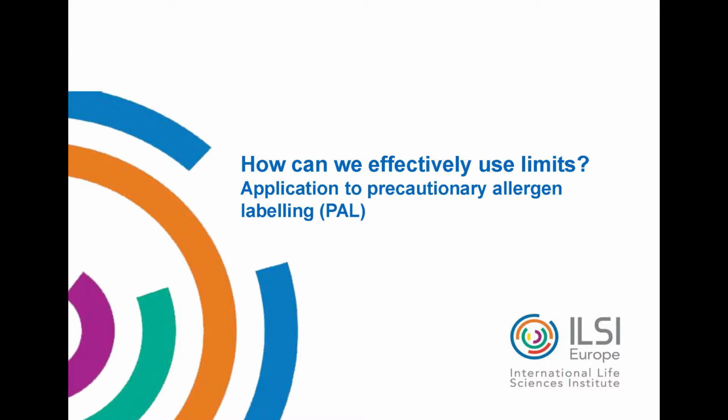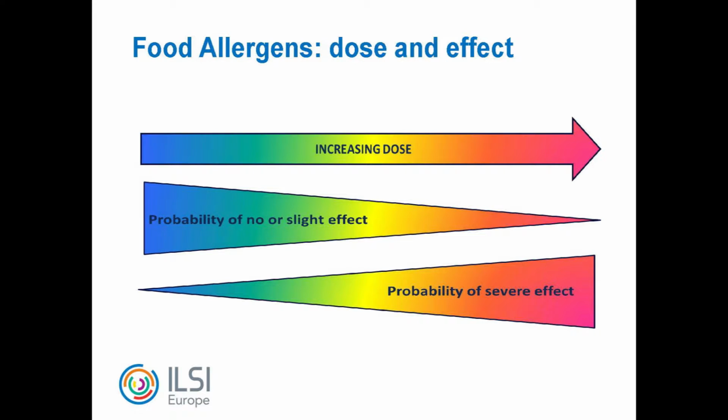But how can we effectively use those limits once we've actually defined them? And particularly how do we apply them to precautionary allergen labeling? I think it's important, actually, and for many years I think it was not properly appreciated. And that's why we've ended up in this zero tolerance situation that Steve described this morning. It's important to realize that, yes, food allergens in many respects are not too different from other toxicants in that sense. As the dose increases, the probability of no or slight effect decreases up to the point, obviously, for an allergic person, where it is virtually certain. And again, I would say also, and I think there is evidence, that the probability of a severe effect is also increasing all the time as well.